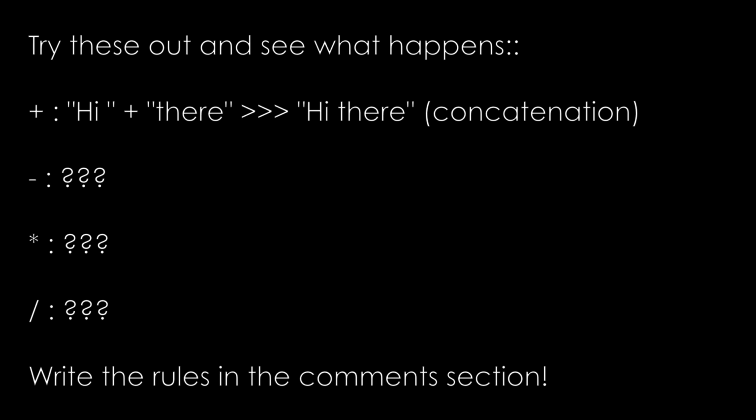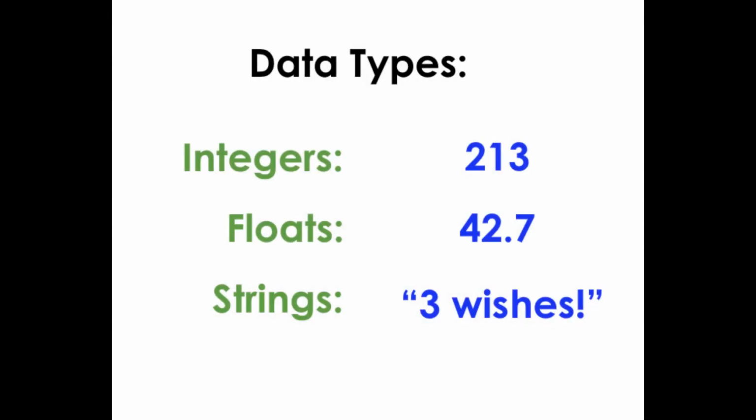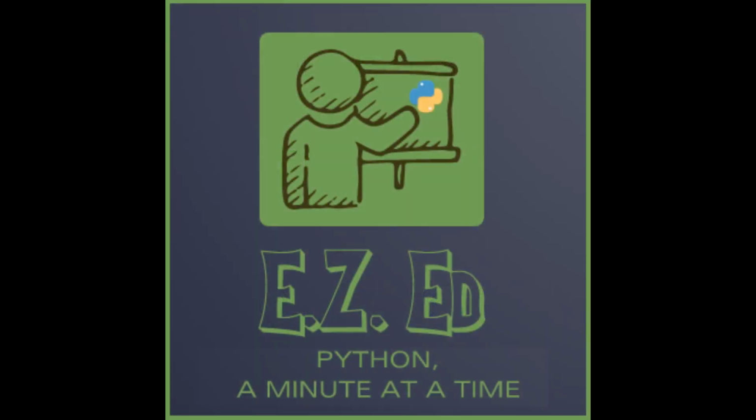Now we have learned about three data types in Python: integers, floats, and strings. With just these three, we can do a lot of things, which we will start to look at in the next video. See you then.